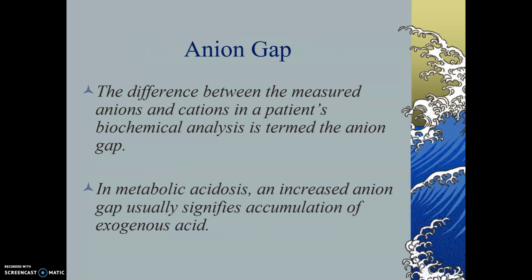One other principle to think about is the anion gap. When we have a metabolic acidosis, this could be due to intrinsic acid or extrinsic acid. In either case, it could be due to accumulation of other acids apart from carbonic acid, and that is called an increased anion gap metabolic acidosis.